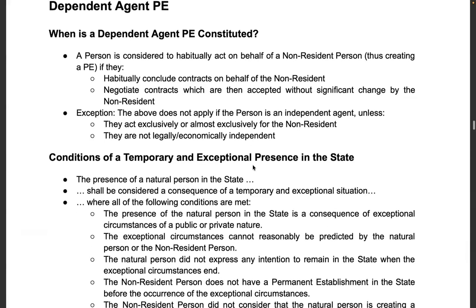Just for information purposes, there are usually three different criteria that identify or signify dependency: legal, financial, and economic. They have the right to act on behalf of the company and become dependent. If they cannot, it is the opposite, the other side.